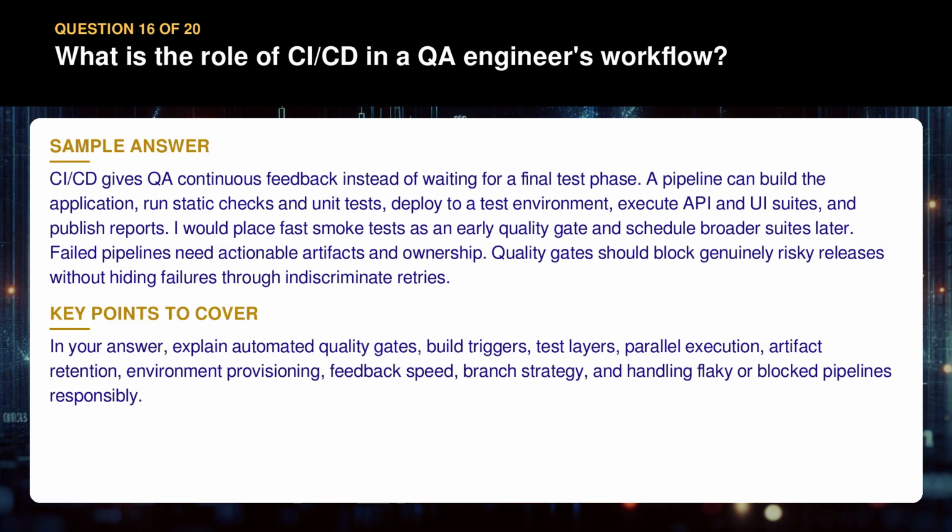In your answer, explain automated quality gates, build triggers, test layers, parallel execution, artifact retention, environment provisioning, feedback speed, branch strategy, and handling flaky or blocked pipelines responsibly.